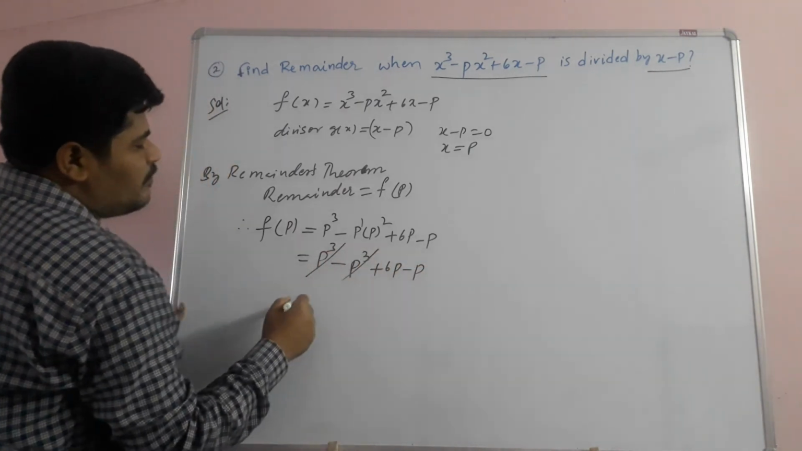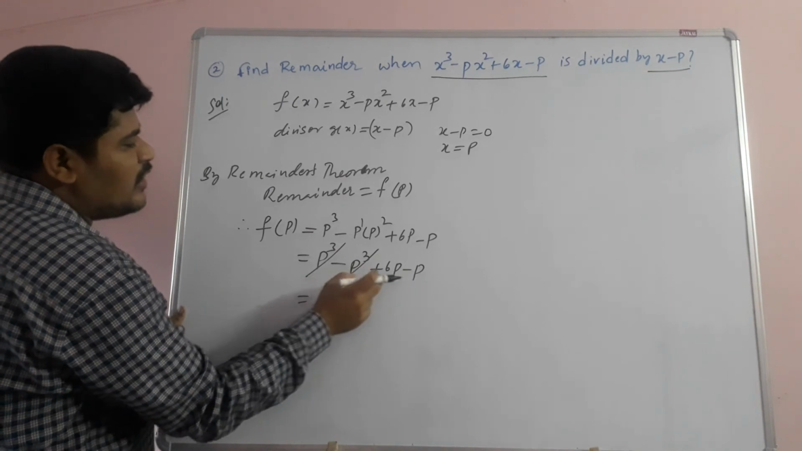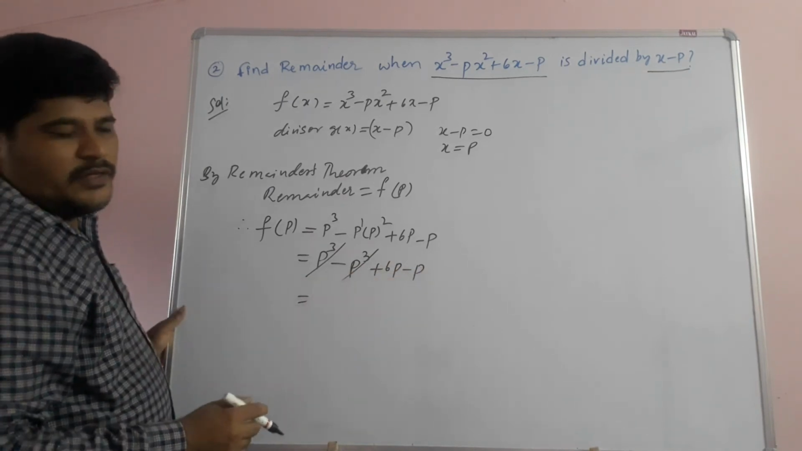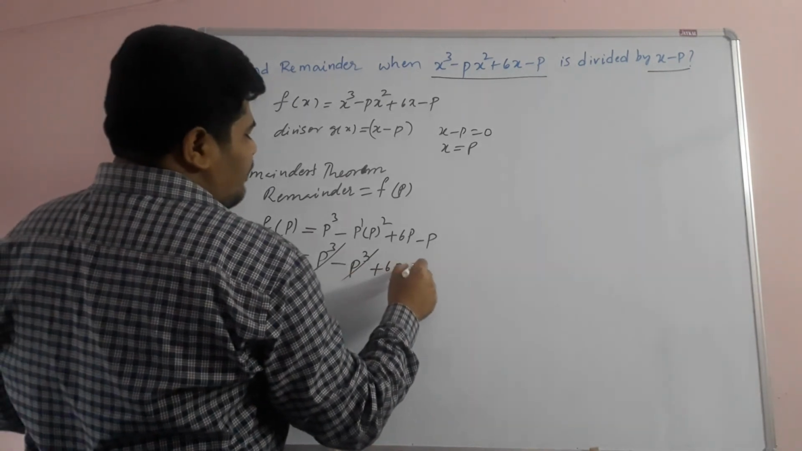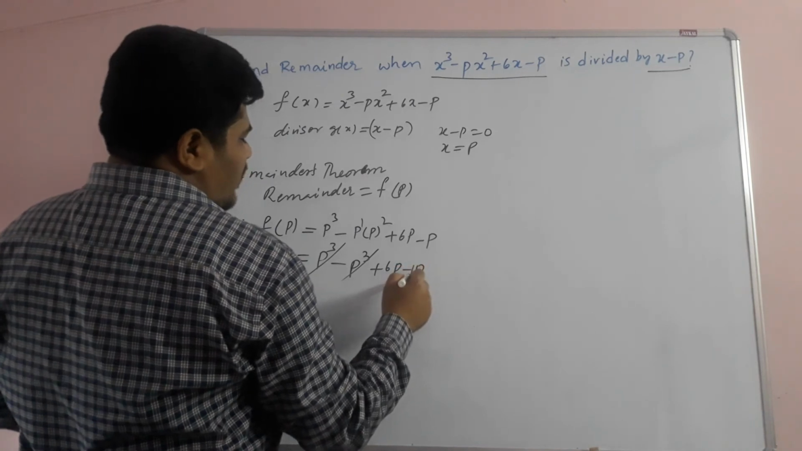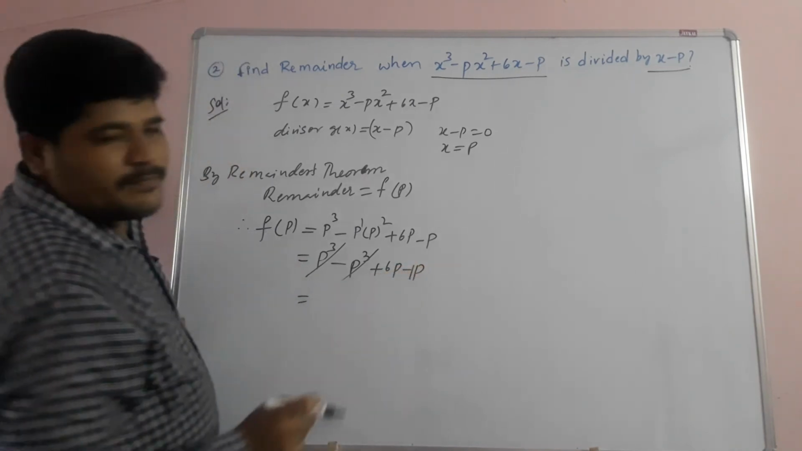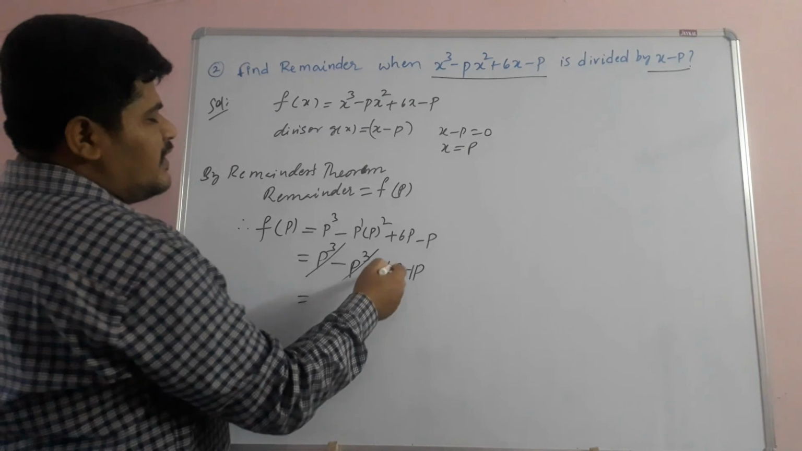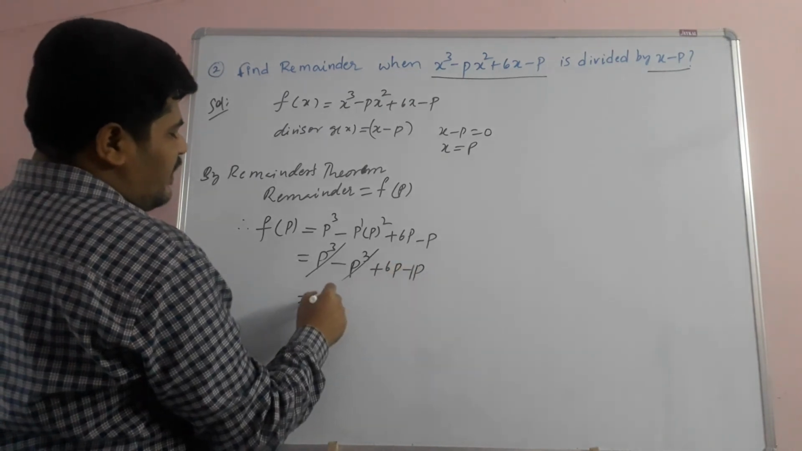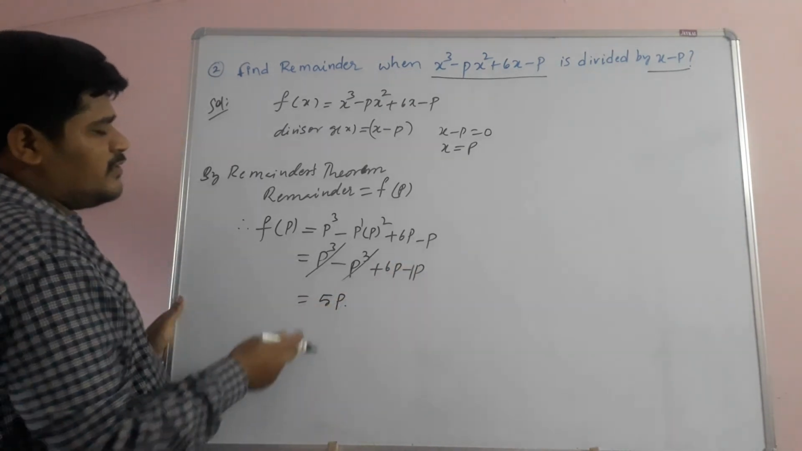p cube minus p cube cancel, means it will be 0, and 6p minus p. So children, we are subtracting 1p from 6p. Okay, so then what will be the result? 6p minus 1p is 5p. Okay, so this is our remainder.